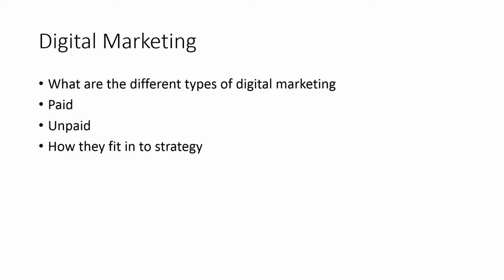Next one, digital marketing. What are the different types of digital marketing? Look at paid and unpaid digital marketing. So unpaid will be your social media, all that sort of stuff. And paid might be sponsored things that the hotel specifically pays for. How do both of those two types fit into strategy? How can you use them to your benefit in terms of maximising revenue?